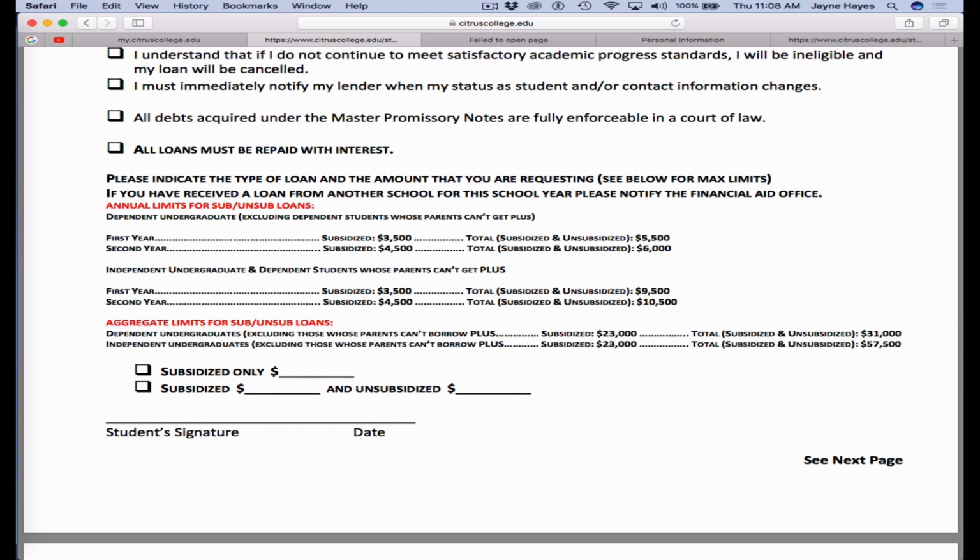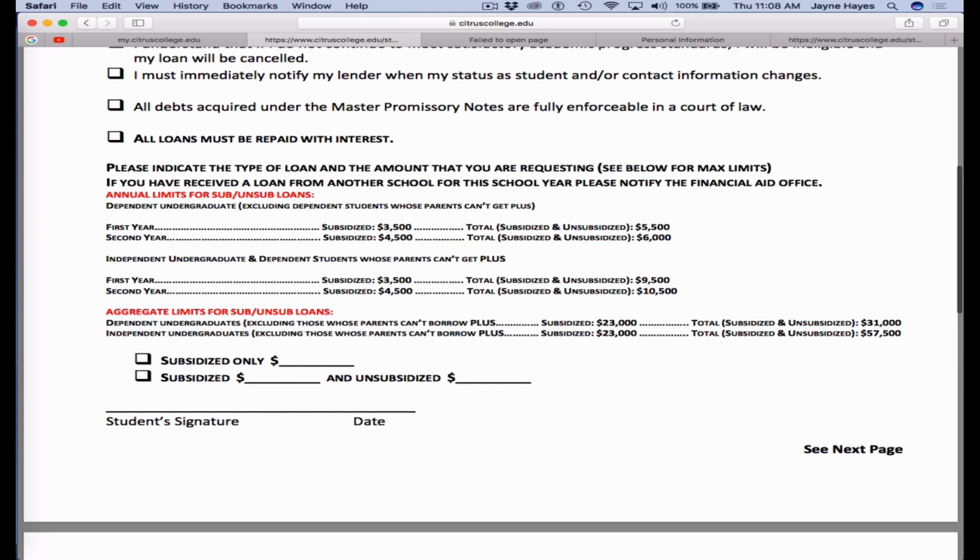I'm also going to show you the contact information for Denise Luna, our representative who works with the study abroad students. If you have any questions, you can always send her an email or give her a call, and she'll give you more information regarding the loan process and loan information. So that's the actual loan application.